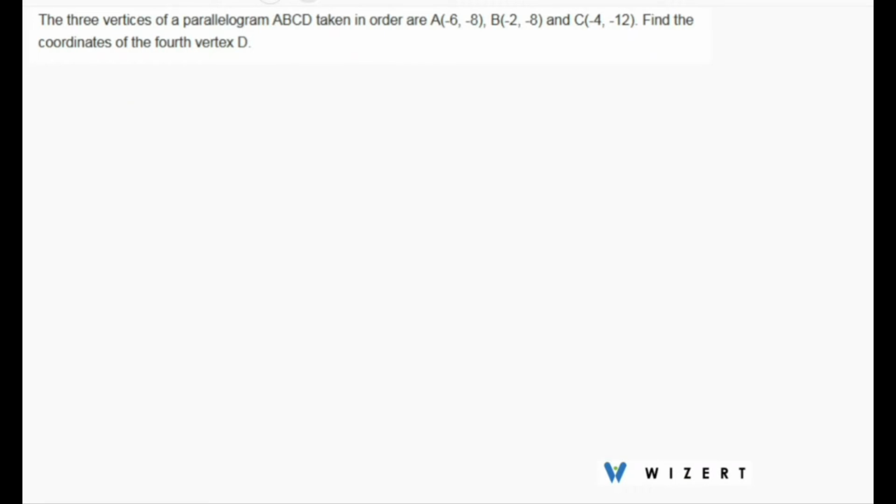We have this question here. The three vertices of a parallelogram ABCD taken in order are A (-6, -8), B (-2, -8), and C (-4, -12). Find the coordinates of the fourth vertex.